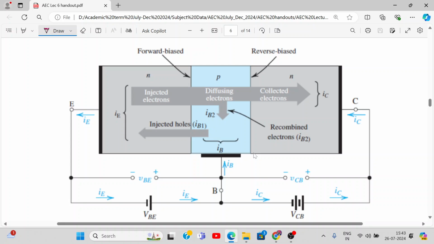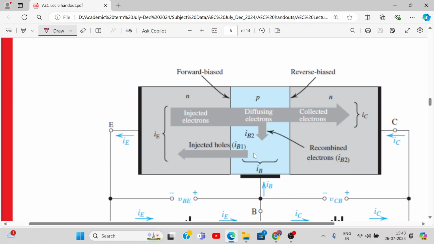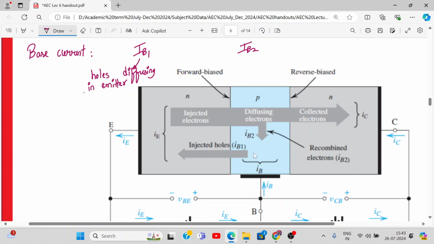All right, so write down what IB1 and IB2 are. You can write it down over here. The base current consists of two components, IB1 and IB2. Can you view what I'm writing? What is IB1? Holes diffusing back in the emitter. Is IB1 proportional to VB upon VT? It's exponential of VB upon VT. Yes, definitely it depends upon that. What about IB2? Holes recombining in the base region with electrons.